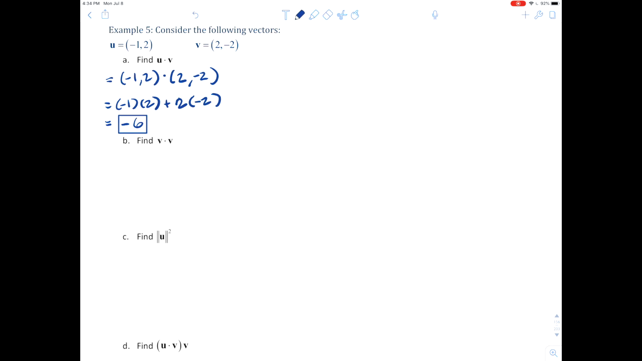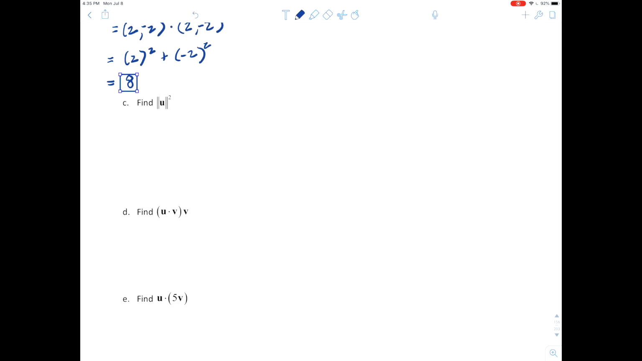Groovy? Okay, what about v dot v? V dot v will be equal to 2, negative 2 dot 2, negative 2, which is the first component squared plus the second component squared. Doesn't that look familiar? Huh. If we square rooted that, wouldn't we have the length of the vector v, or the magnitude, right? So that's a groovy property. So this will end up being what? 4 plus 4 is 8.